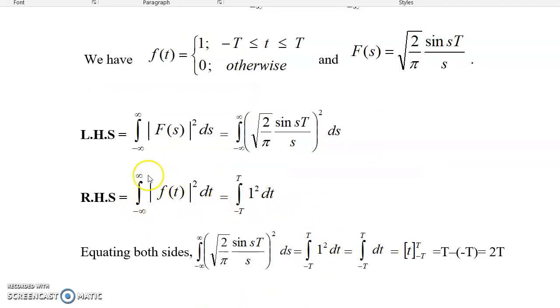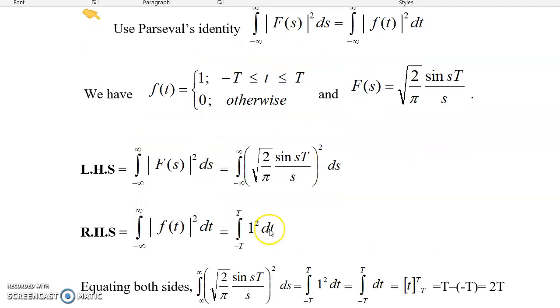Right hand side is squaring f of t. So what is f of t? 1. So 1 square integral dt. But there is a restriction for f of t. The limit is not minus infinity to infinity. F of t is defined only from minus T to T. So this is going to be just minus T to T.